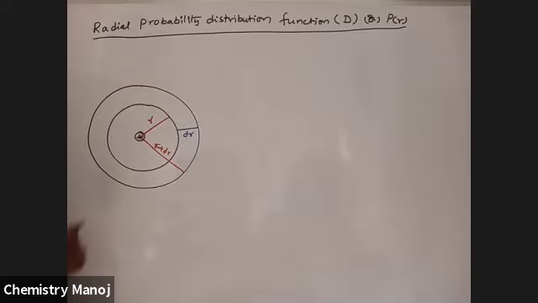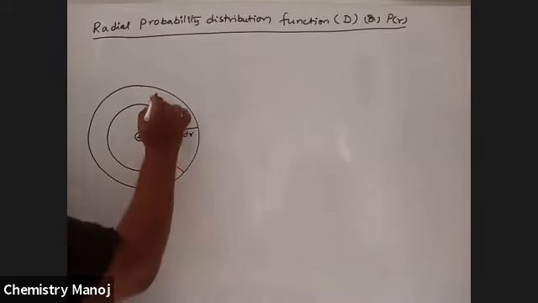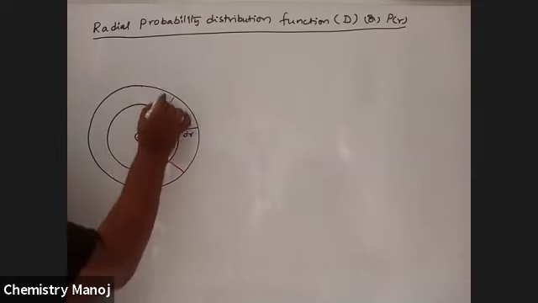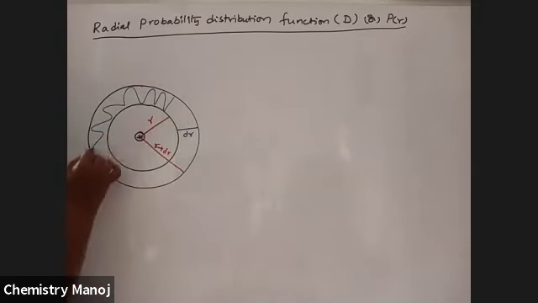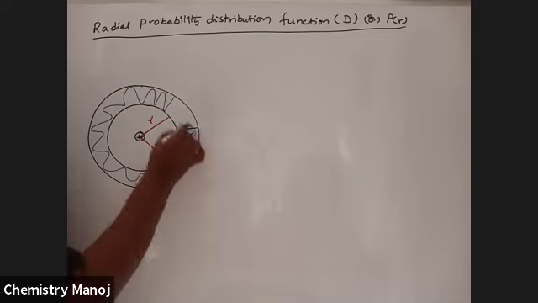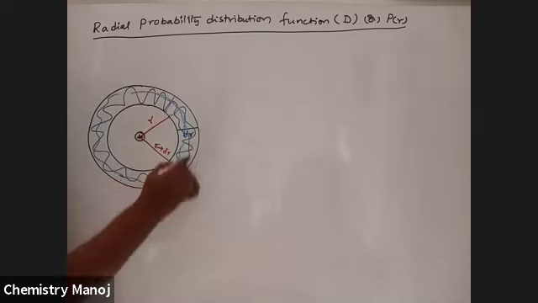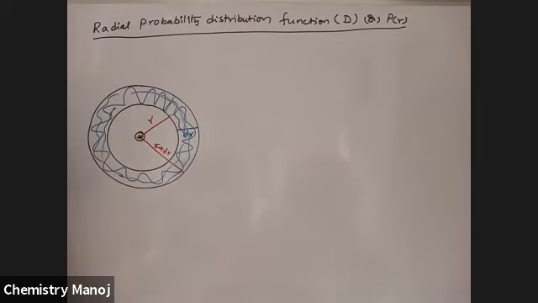Now, I'm going to find out the psi-square value at this point. So that is the radial probability of finding an electron. I'm going to find it out in this region. So this is the blue shaded region. In this region, I'm going to find out the probability of finding an electron. So see here. Now, first of all, how much is the volume of this region?